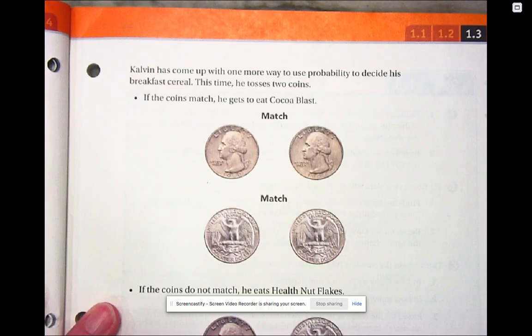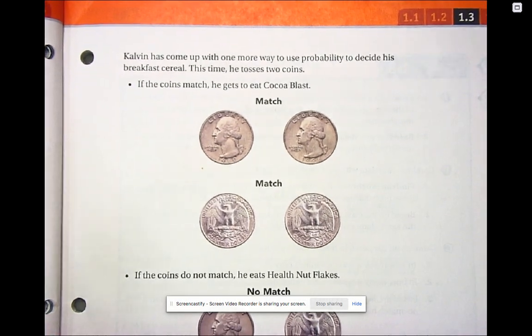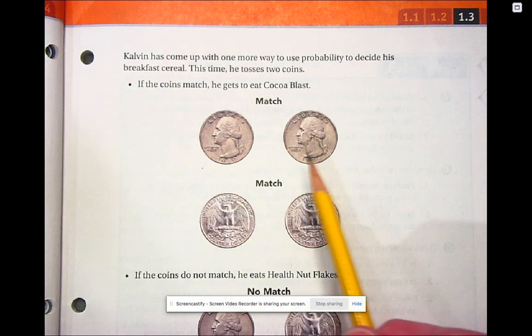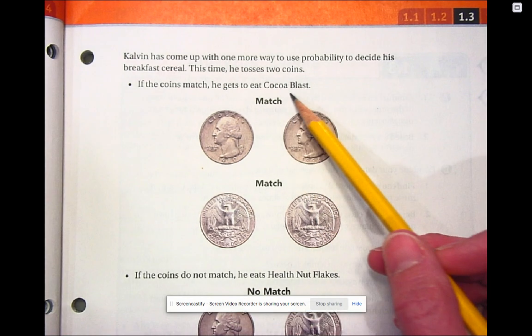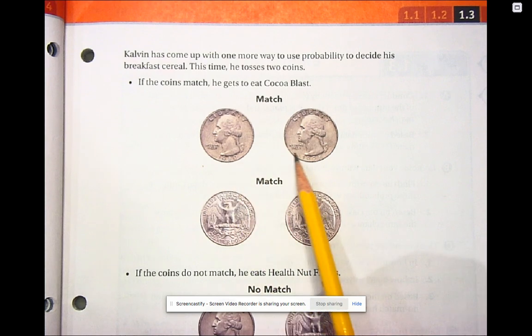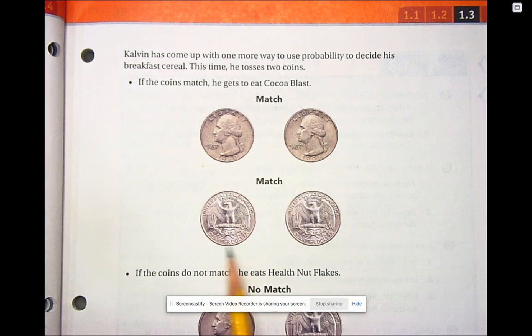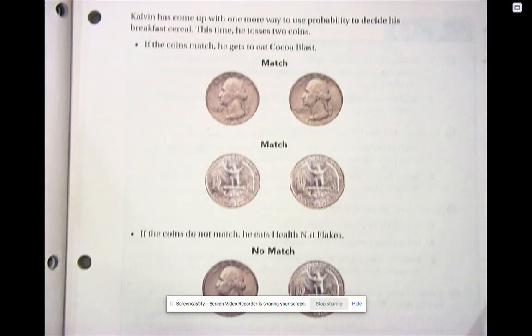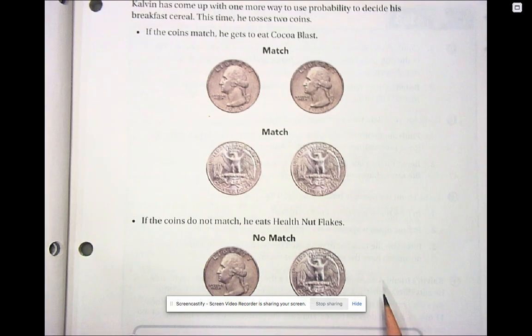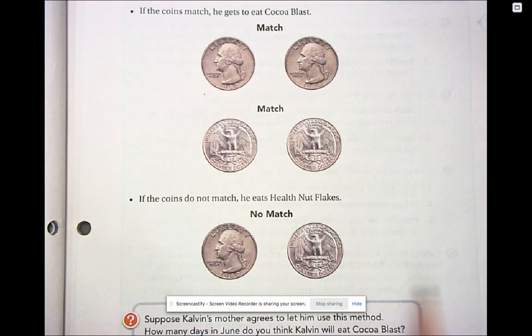All right, so Calvin's at it again. He's come up with one more way to use probability to decide his breakfast cereal. This time he's going to toss 2 coins. If the coins match, he gets to eat Cocoa Blast. So this would be a match, 2 heads or 2 tails. If the coins do not match, he eats Health Nut Flakes. So if he gets a head and a tail, he gets to eat the cereal he doesn't want.